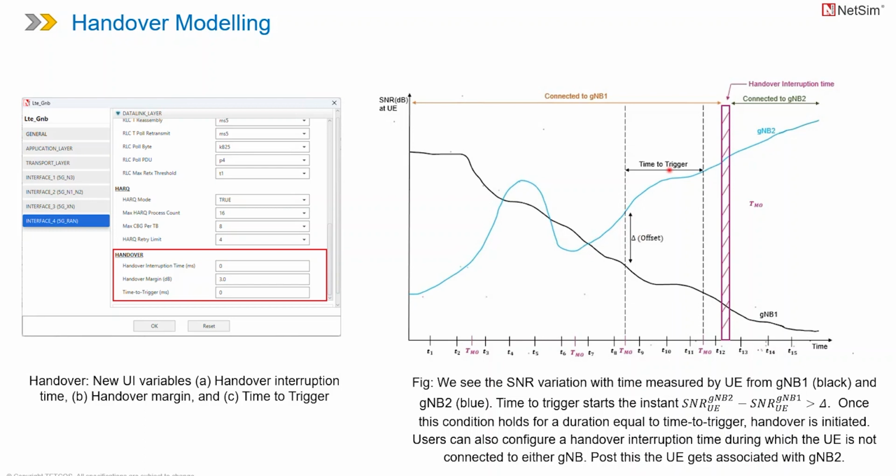Once time to trigger ends, the handover procedure and control packet exchanges are done. After that gap, the handover interruption time takes effect. During this period, the UE is not connected to either gNodeB. Post this, the UE gets associated with gNodeB 2.